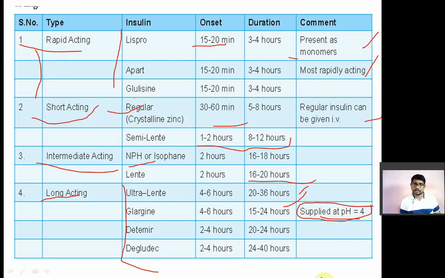Then detemir insulin preparation will act again for 24 hours. Degludec will act for 24 to 40 hours. It is the longest acting insulin preparation. Remember, a question has come on this also. Longest acting: degludec. Okay.